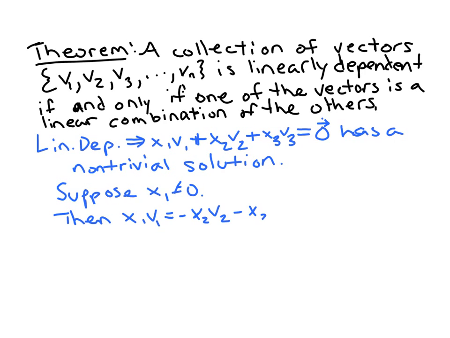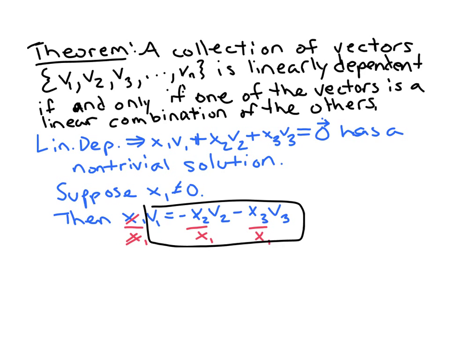Also x3 v3. So if we rearrange that vector equation, it would say this, and then divide each of these coefficients by x1, which we know will work since we've already guaranteed that x1 is not 0. If you do that, this cancels here, and now we've written vector 1 as a linear combination of the other vectors, based only on the assumption that the collection is linearly dependent.